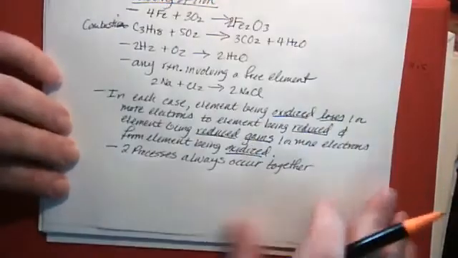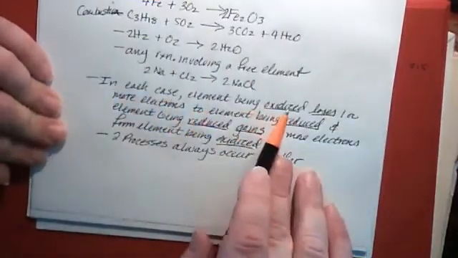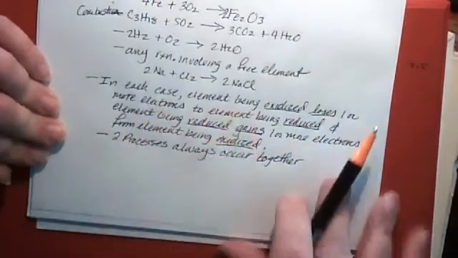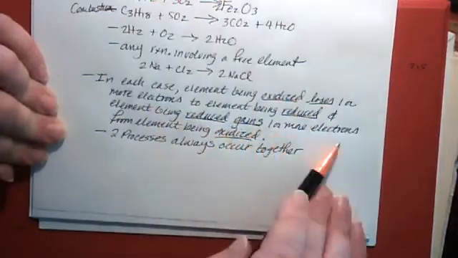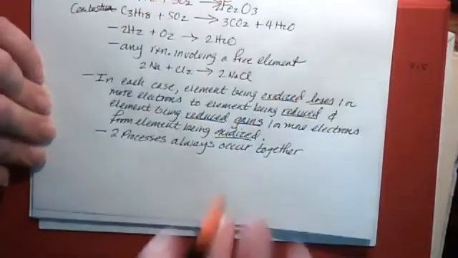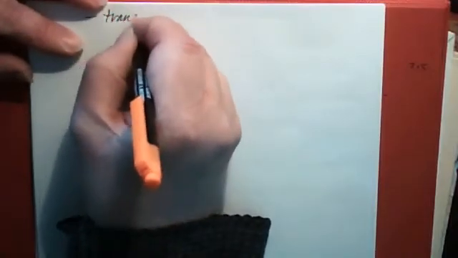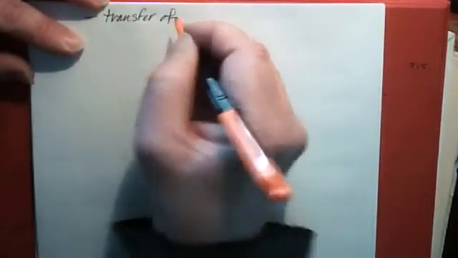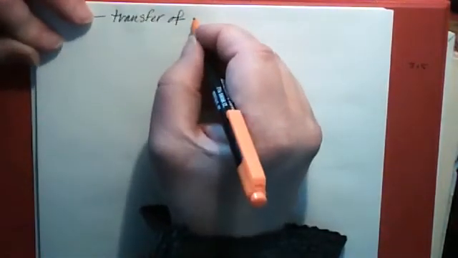Okay, so in summary of what we said so far anyway, in each case, the element being oxidized loses one or more electrons to the element being reduced, and the element being reduced gains one or more electrons from the element being oxidized. In other words, the processes always have to occur together. It's a fact, though, that the transfer of electrons isn't always complete or total.